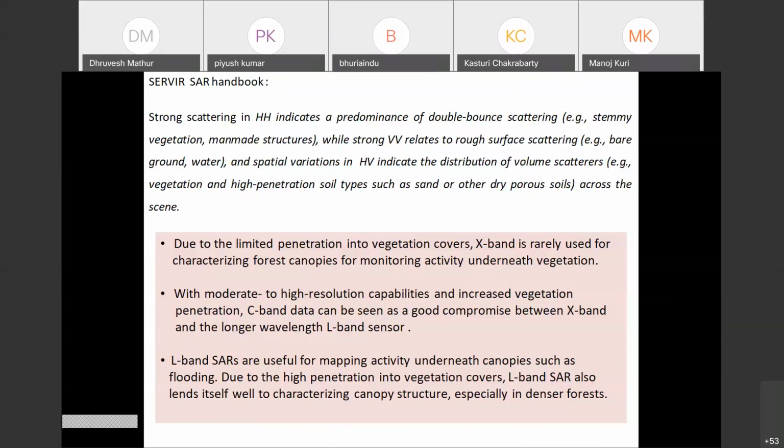Due to the limited penetration into the vegetation, X-band is rarely used for characterizing vegetation canopies or monitoring underneath vegetation. With moderate to high resolution capability and increased vegetation penetration, C-band data has been seen as a good compromise between X-band and the long wavelength bands like L-band. So L-band SAR is mostly useful for mapping activity underneath the vegetation due to its high penetration capability, and L-band is a good example where we can use the longer wavelength for vegetation.